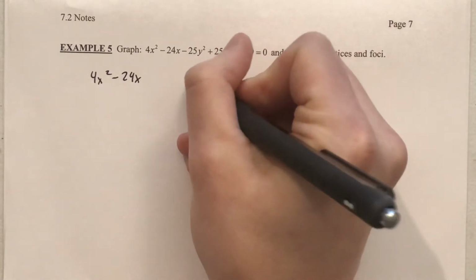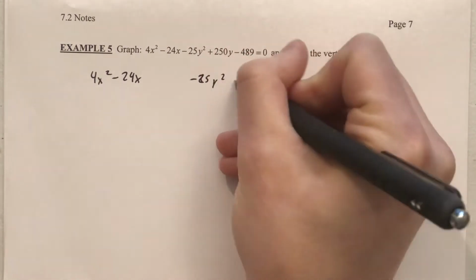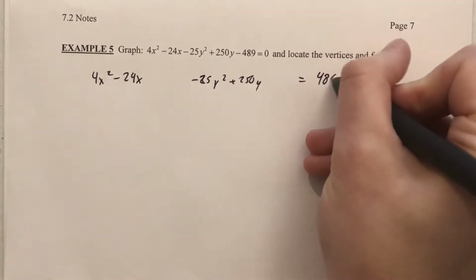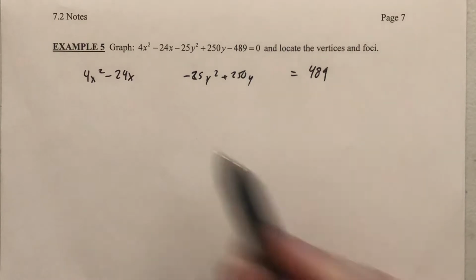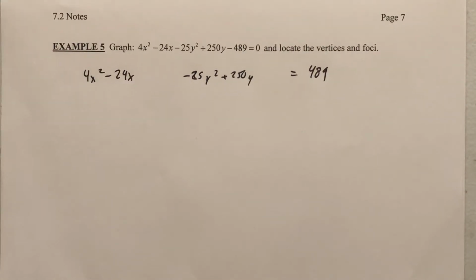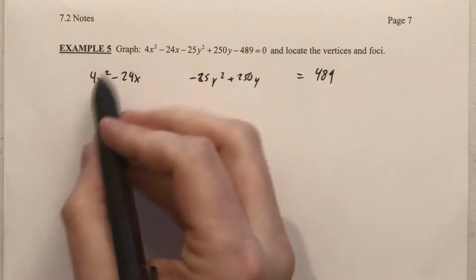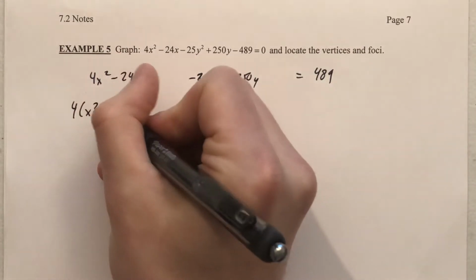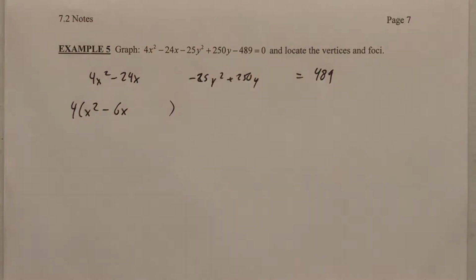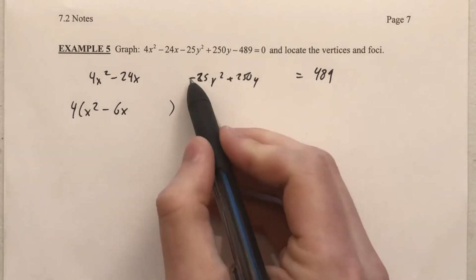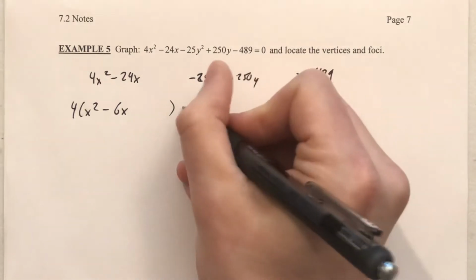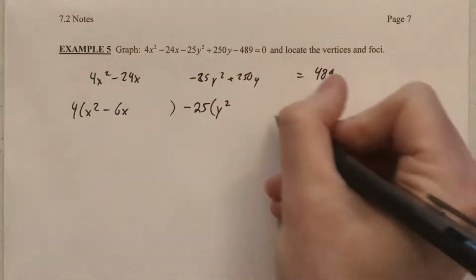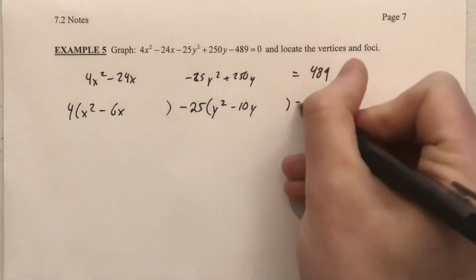Now the minus 25y squared will go here with the 250y, leave a space, and move that 489 to the other side. So that step looks basically the same as we saw with the ellipse, which the next step will be the same as well, looking at GCFs. We want a GCF here of 4, so we get x squared minus 6x. Now here, we do definitely need the negative to be a part of this GCF. So the negative 25 being factored out, leaving me with y squared, and this will be a minus 10y there.